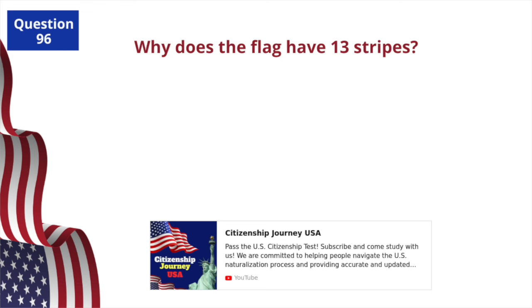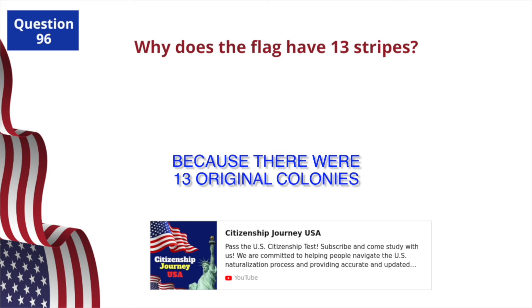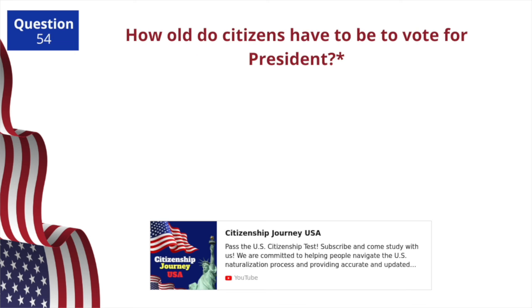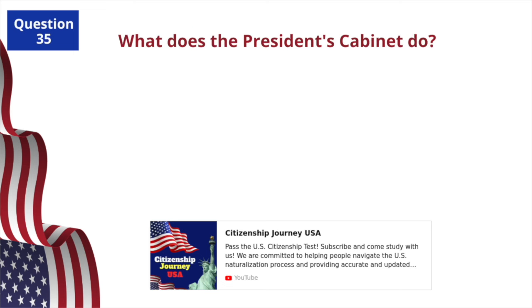Why does the flag have 13 stripes? Because there were 13 original colonies. How old do citizens have to be to vote for president? 18 and older. What does the president's cabinet do? Advises the president.